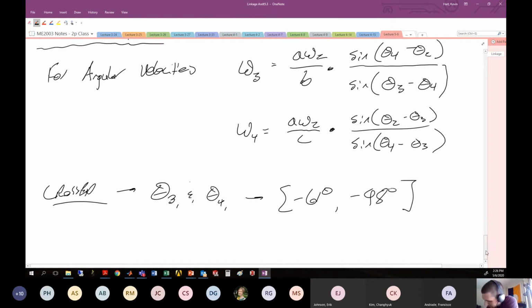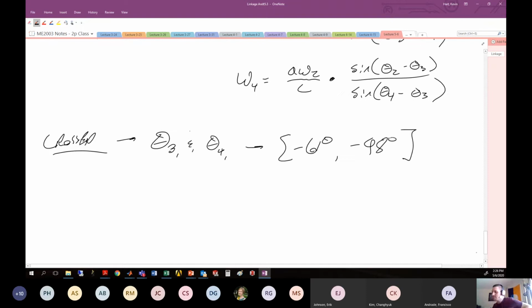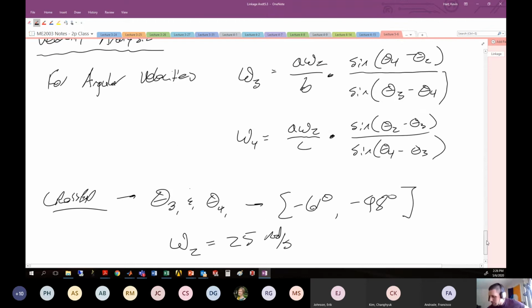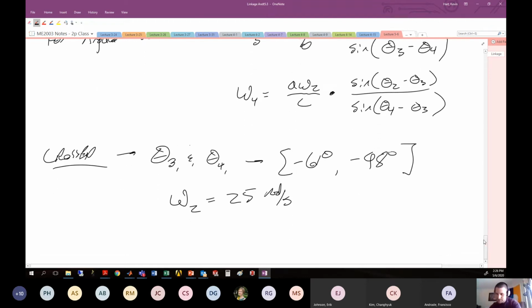Negative body temperature. Okay, let's go. Those are the angles that we're going to use here. And we'll remind ourselves that the problem gave us omega 2, which was 25 radians per second. With that information, we have all of the stuff that would feed into omega 3 and omega 4. So we just got to do it.